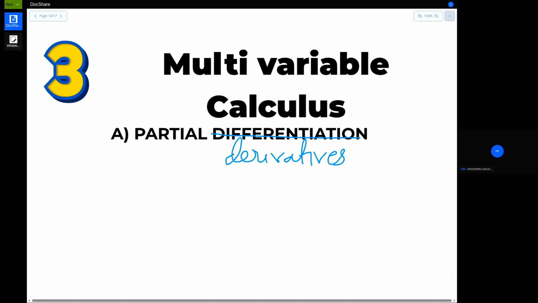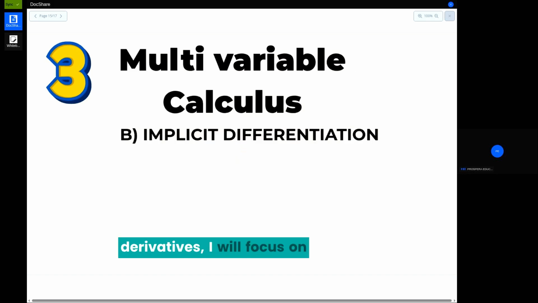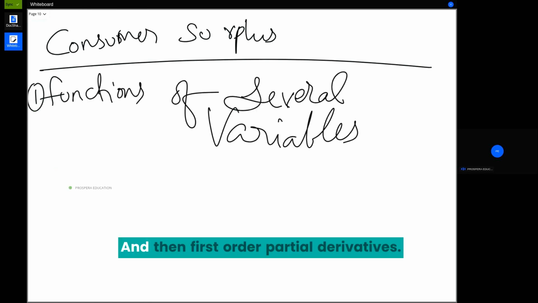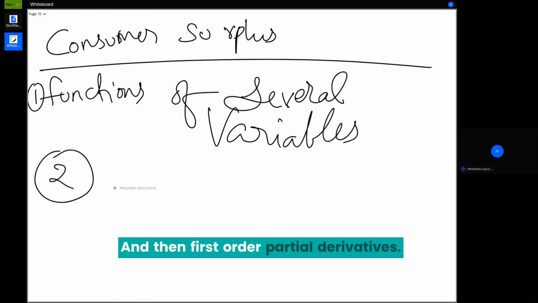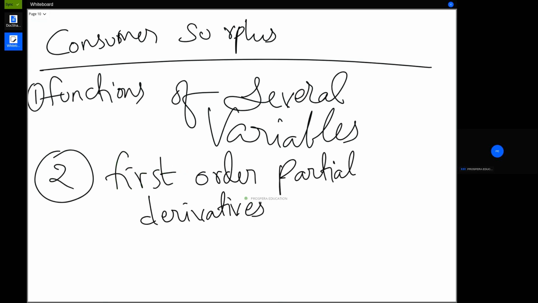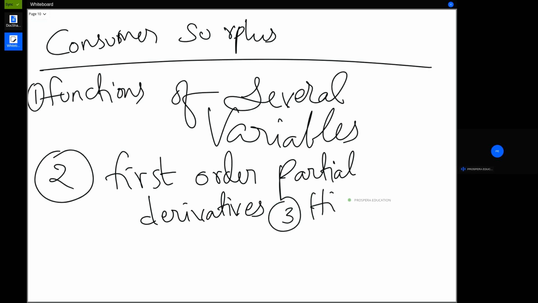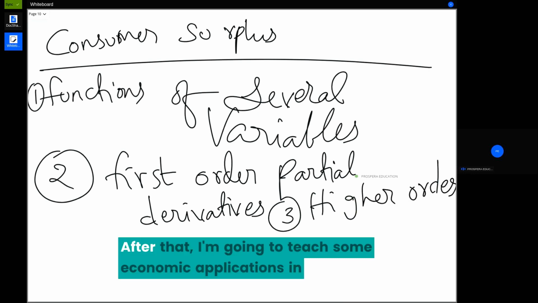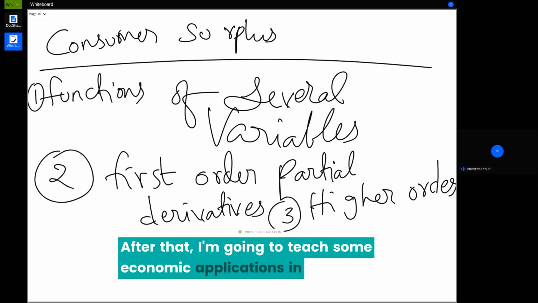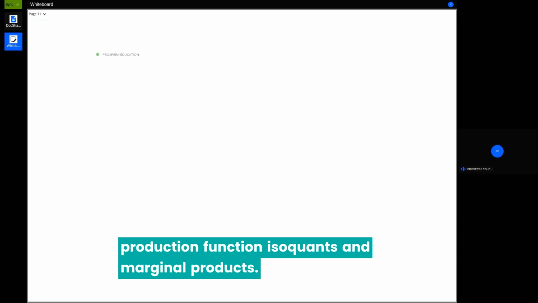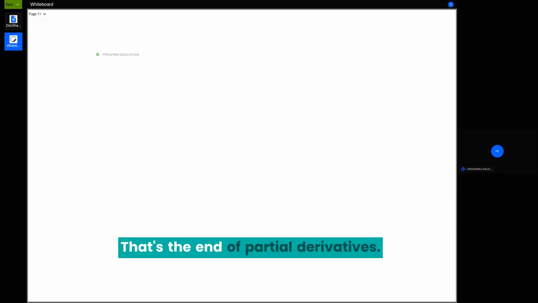Doesn't matter, but partial derivatives. And after completing partial derivatives, I will focus on implicit differentiation. So I'll focus on functions of several variables. And then first order partial derivatives. And then I'll move towards teaching higher order partial derivatives. After that, I'm going to teach some economic applications in production function, isoquants, and marginal products. That's the end of partial derivatives.